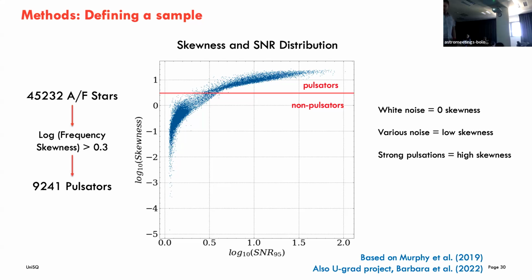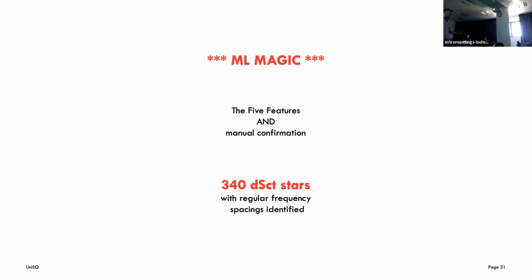So it gets about 9,241 pulsators. And then you basically apply your machine that you've trained. So that consists of the 5 features. He also manually confirmed every star that it spat out, and comes up with 340 delta Scuti stars that have regular frequency spacings identified. So that's 6 times the size of the sample that we had from the Bedding Nature paper.